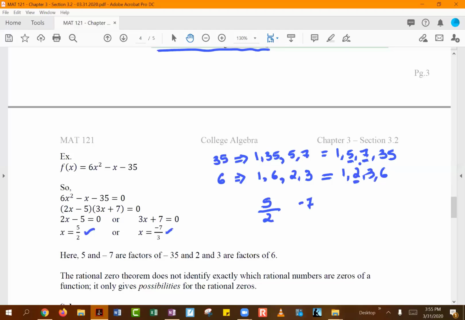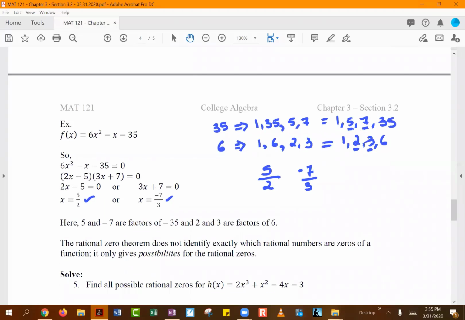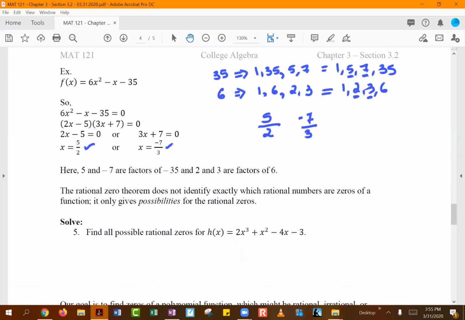So that's the 7 with the negative sign, and the 3 is again coming from the factors of 6. So both these factors are coming from those coefficients, the constant term or the leading coefficient. And so the rational zero theorem kind of uses this idea, and we'll get into a little bit more detail of where that negative sign came up when we get into our example here. But basically they are saying the rational zero theorem does not identify exactly which rational numbers are going to be the zero. It only gives us the possibilities.